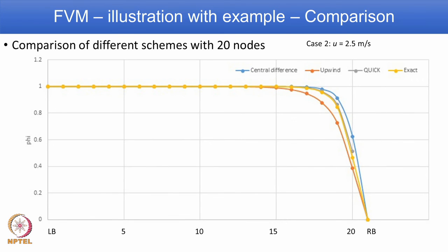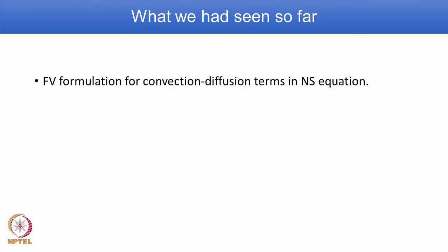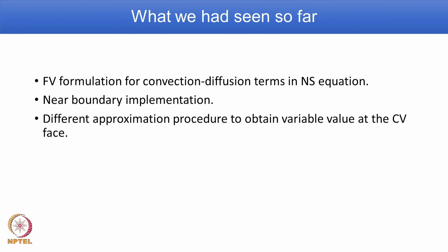And if you increase the mesh size for the same problem from 5 to 20, then all the schemes behave very well, all are able to match the exact solution. So, in this lecture, last few classes, we have seen in detail finite volume formulation for convection and diffusion terms in Navier-Stokes equation. We also learned how to do near boundary implementation. We learned there is a need to do different approximation to get the variable value on the phase. We learned 5 difference schemes. We also learned the performance by taking one illustration, and by increasing the mesh size or by changing the flow condition, performance differs.